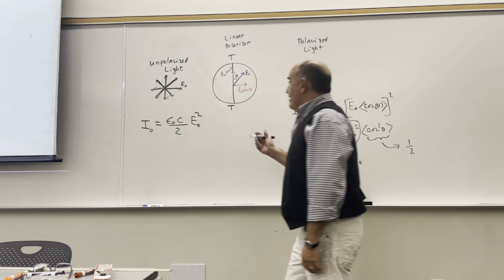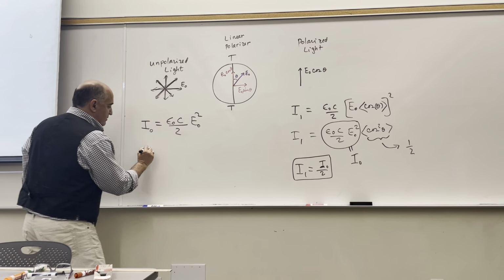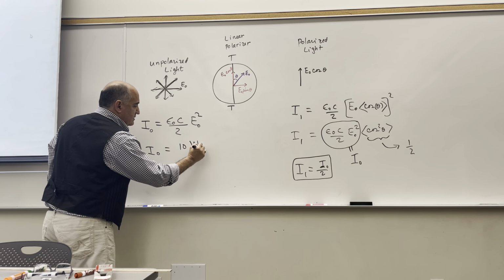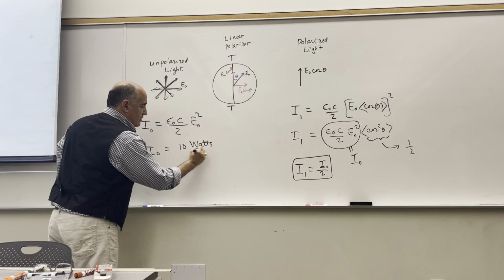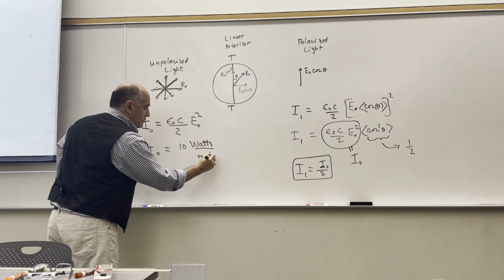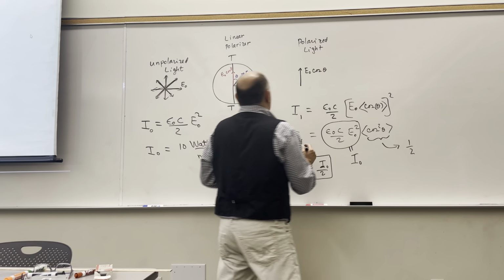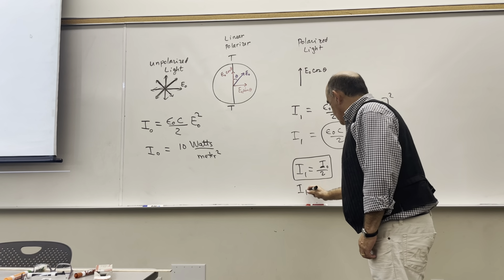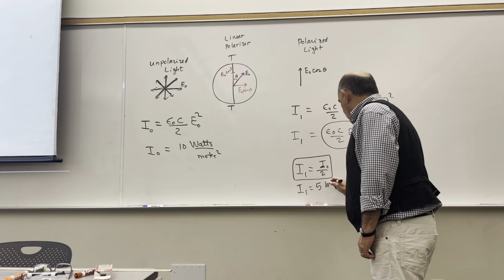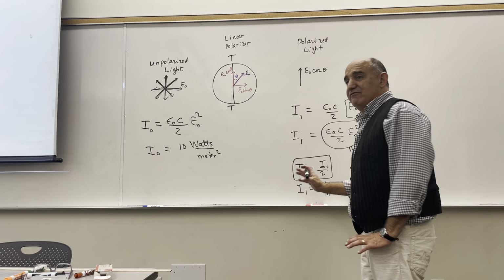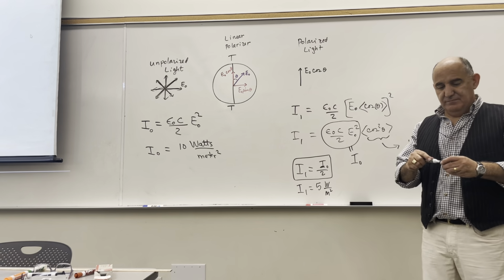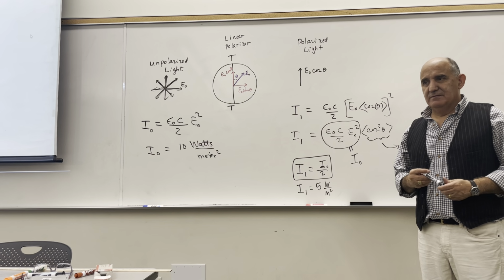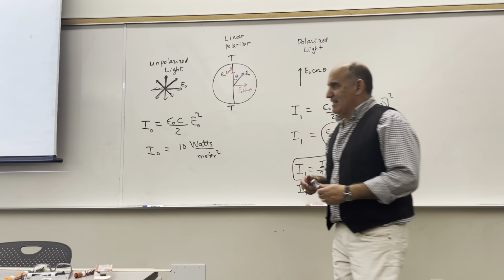So for example, if the intensity of this light over here is 10 watts, that's joules per second per meter squared, well, the intensity of the light after going through this polarizer is going to be just 5 watts per meter squared, just 1/2. Yes? So that's that.